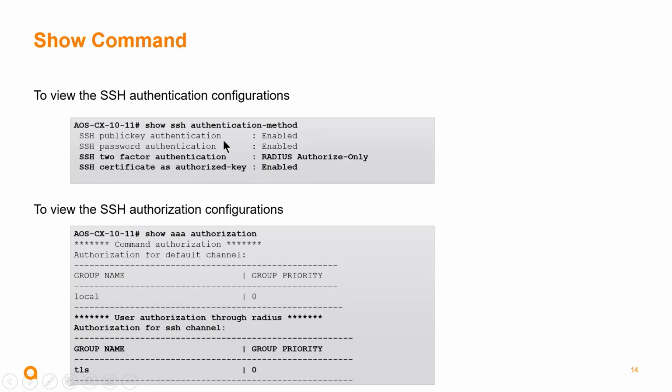Once authentication is completed, to view the authorization, we need to use the show AAA authorization show command. It will display which is the authorization channel used for SSH. Show user authorization will display user authorization through radius and authorization for the SSH channel, and it will mention the radius server group that will be used for the SSH authorization.